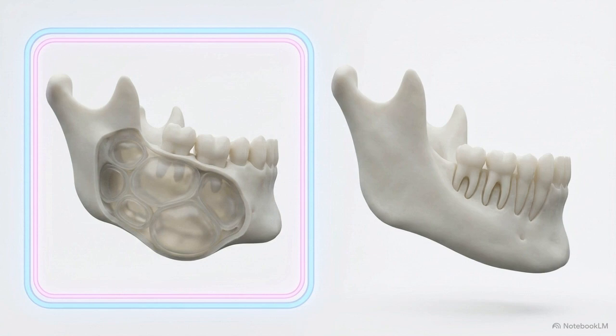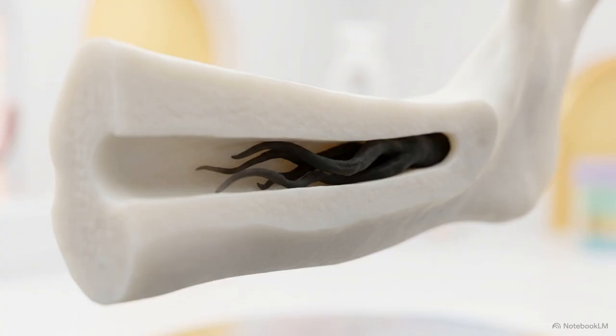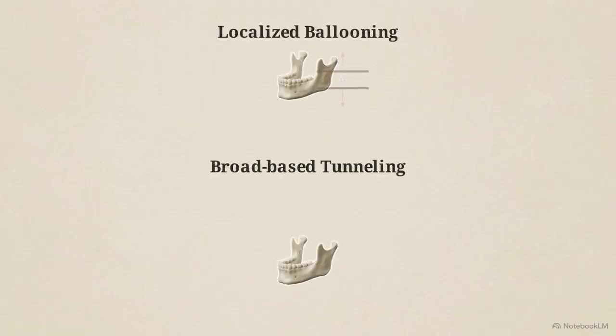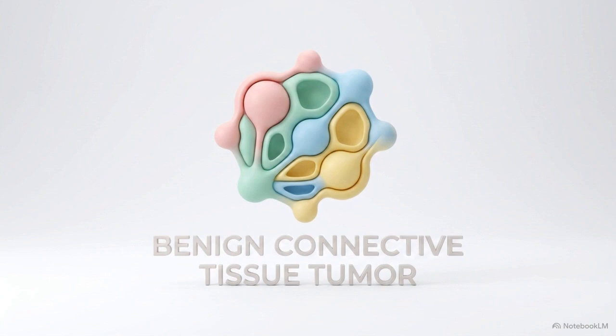We should also evaluate the odontogenic keratocyst, which is a frequent consideration for large radiolucencies in this region. The odontogenic keratocyst has a characteristic growth pattern, often extending along the medullary cavity with minimal cortical expansion until it reaches a very large size. Unlike the localized outward ballooning expansion seen in our patient, an OKC typically creates a broad-based enlargement after tunneling through the bone. Because an OKC rarely causes significant root resorption or this specific type of expansion, it is an unlikely diagnosis for this case.